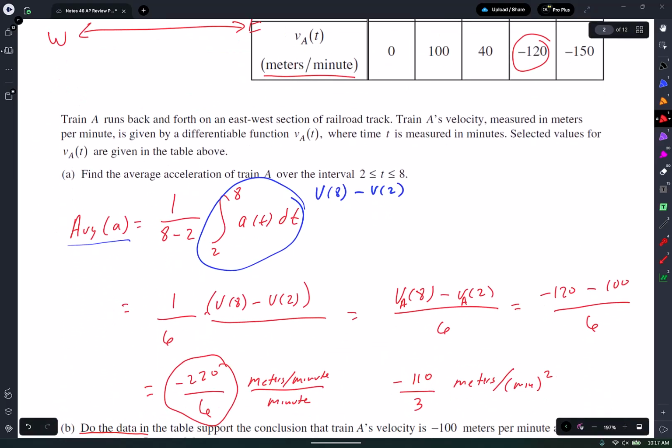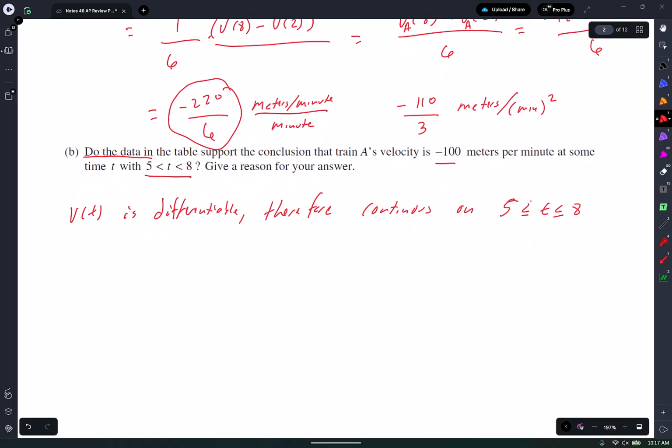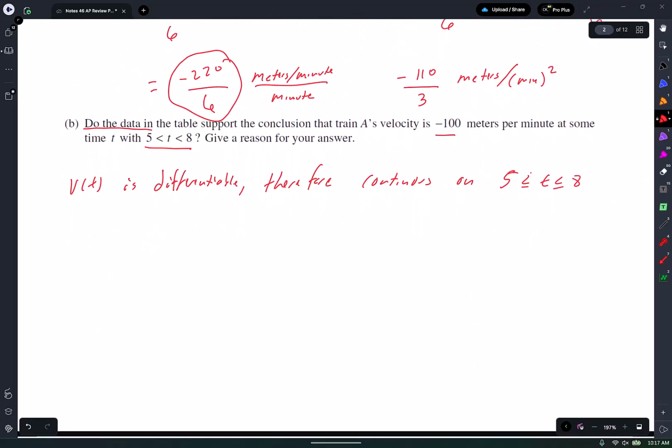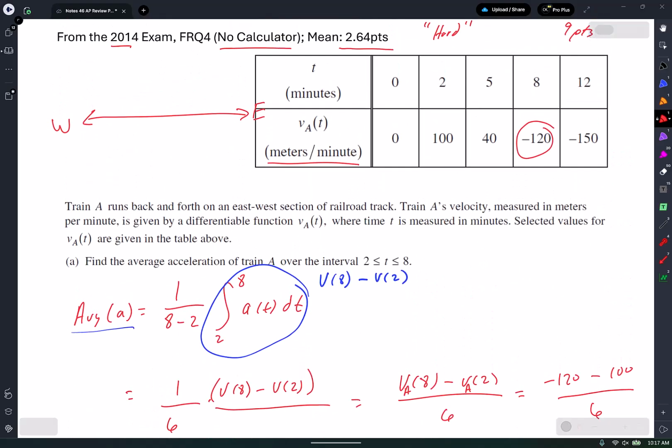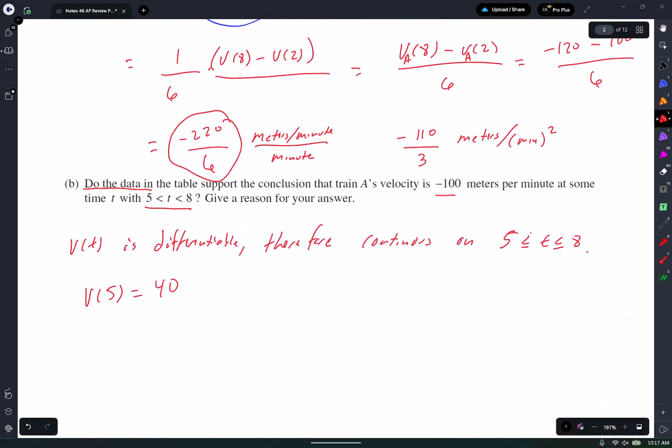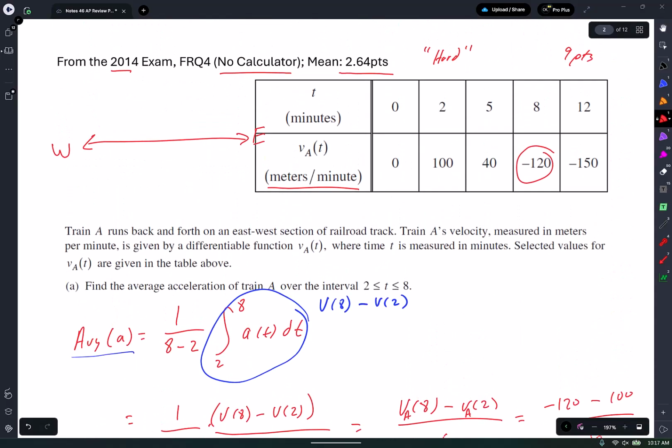So I don't think, if I were a reader, which I have been, I would give them too much of a fuss as long as they tell me that the velocity is differentiable, therefore it's continuous. Usually you have to state that. You're not always, but I would be more safe than sorry. And then I would say this. I would go immediately and I would go V of 5. What's V of 5? 40. And then I would go V of 8. And what's V of 8?